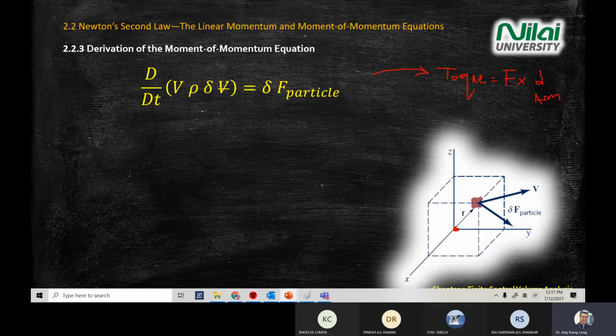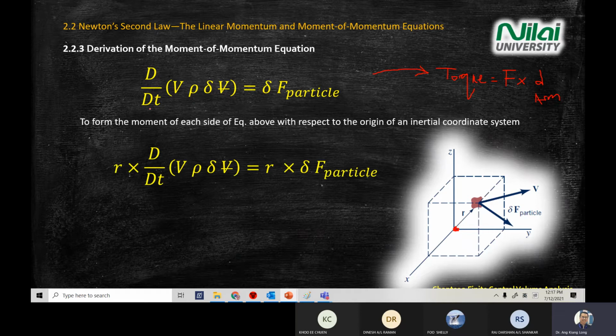Now back to the equation in yellow color here. We're going to add r into the equation, so you are changing the second Newton law into the moment of momentum equation. You don't change anything in the dimension of the equation, you just transform it by adding the arm r, or the distance from the reference axis to the particle. So you're changing the equation to a moment equation.